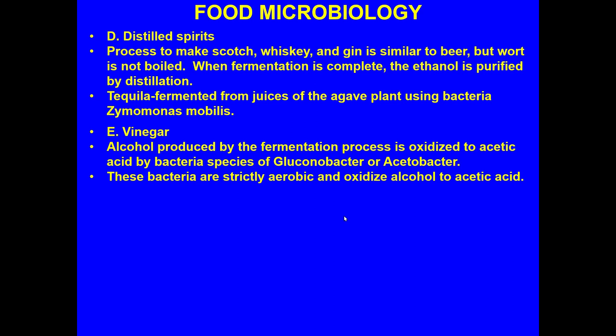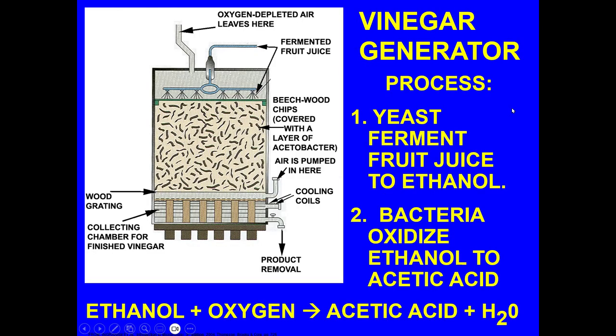And finally, we get to another one that's a little bit different, vinegar. What happens is the alcohol produced by the fermentation process goes through oxidation to acetic acid, by the bacteria species Gluconobacter and Acetobacter. You see, what these do is a process of oxidation, taking the alcohol and converting it into acetic acid. The bacteria are strictly aerobic, and therefore they're going to oxidize the alcohol to acetic acid. Now, this is what you would see for a vinegar generator.